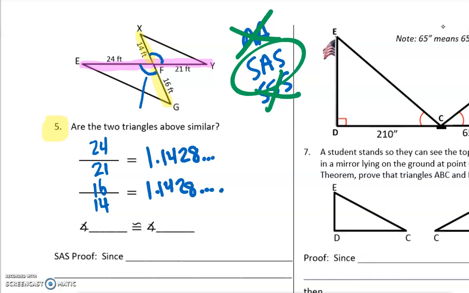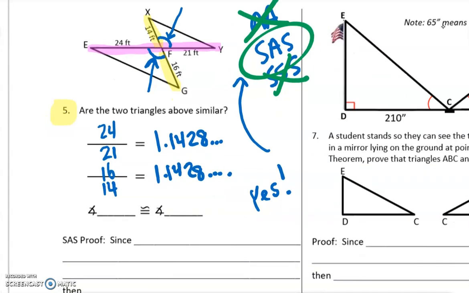And guess what? The angle that is in between the sides, it has to be in between, is congruent because those are vertical angles. So we can say that yes, these triangles are similar because of side angle side similarity. So that's what this part is saying right here. It's saying angle what? So we can say angle EFG. That's this angle right here. Angle EFG is congruent to angle XFY.